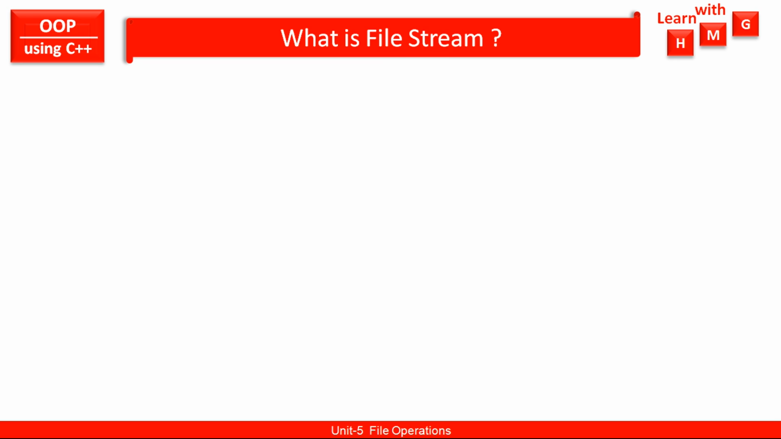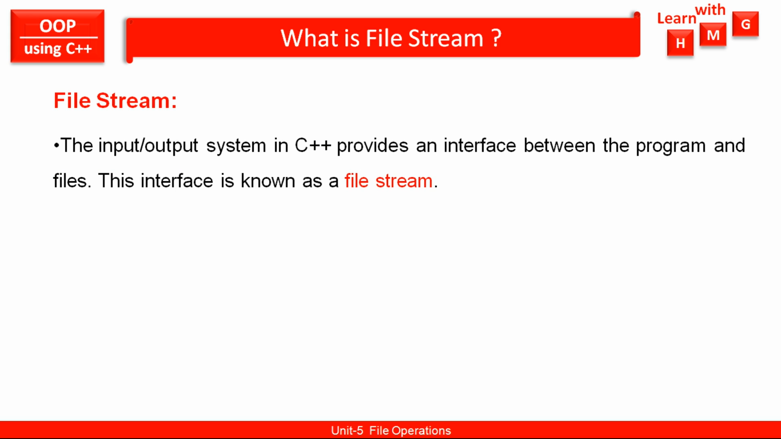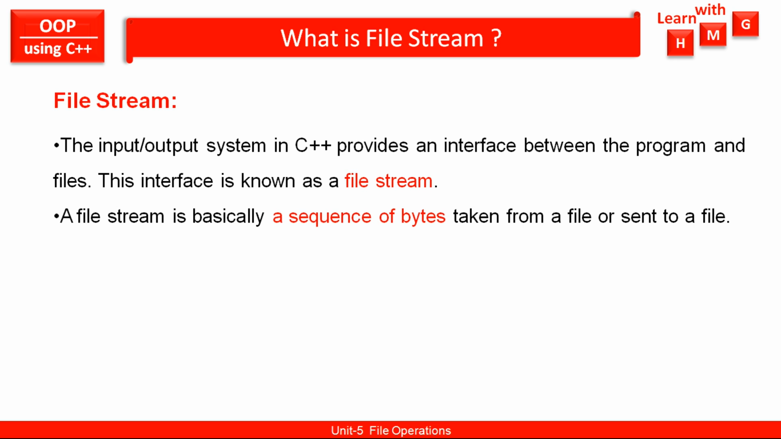Let us see what we mean by file stream. The input-output system in C++ provides an interface between the program and the files. This interface is known as a file stream. Whenever we are writing C++ programs, sometimes we are required to handle files, and the program interacts with files through this file stream. Just like a bridge, it bridges the gap between the program and the file, and hence it is an interface between program and files.